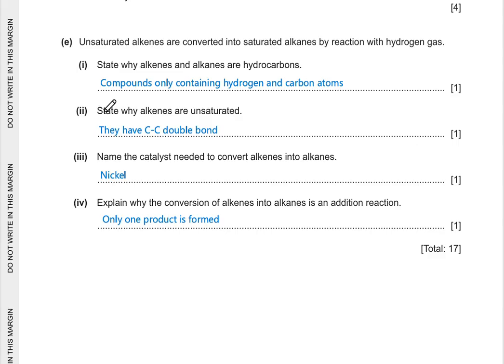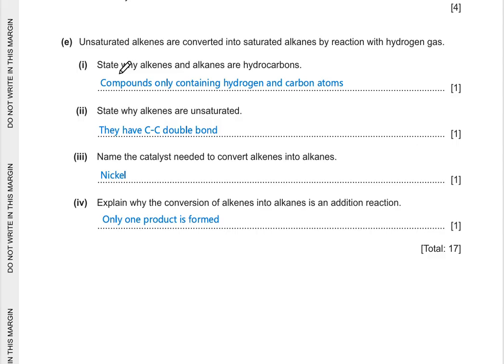Unsaturated alkenes are converted into saturated alkanes by reaction with hydrogen gas. State why alkenes and alkanes are hydrocarbons. Compounds only containing hydrogen and carbon atoms. That is literally the definition of hydrocarbons. It is in the name. So state why alkenes are unsaturated. They have a C to C double bond.